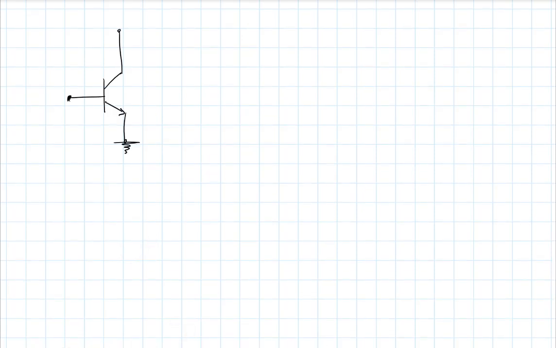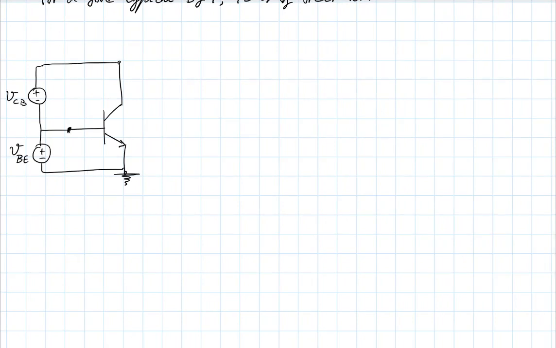If I ground my emitter and I apply a voltage between base and emitter, let's call this VBE. And if I apply a voltage between the collector and the base also, let's call this VCB. What I'm interested in particularly is the behavior of the collector current as well as the other currents. They have a lot of connection.